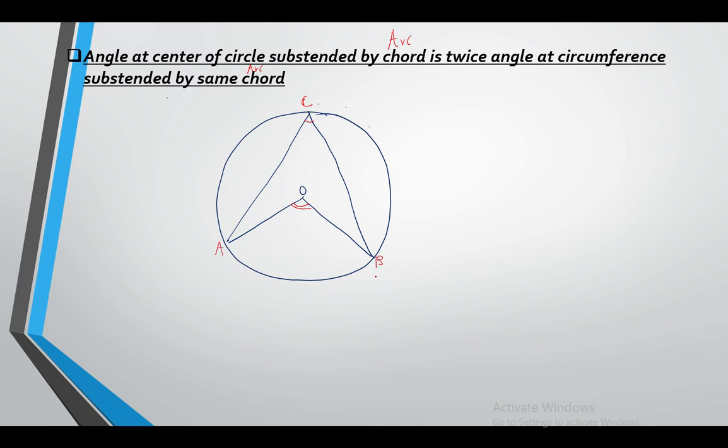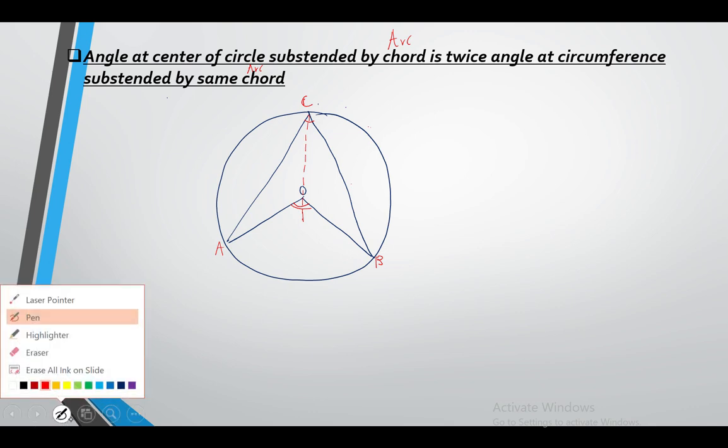What I'm going to do is construct a line CO. I'm going to construct a line from the circumference C going to the center O. That's the first thing that I do. I construct the line and extend. Very, very important: you join the line from C to O and extend a little bit.